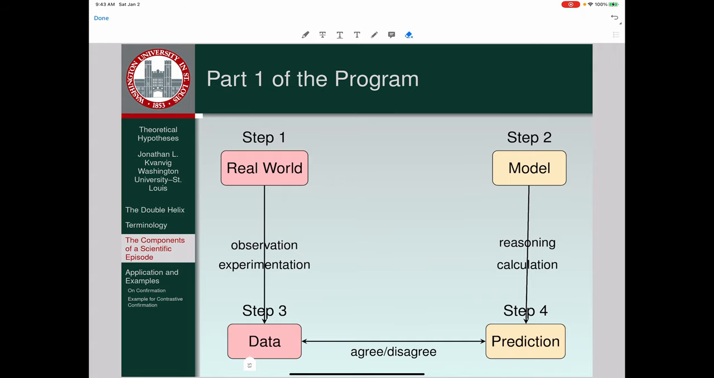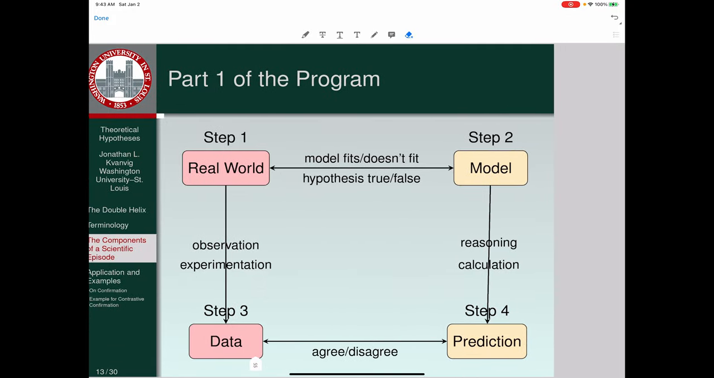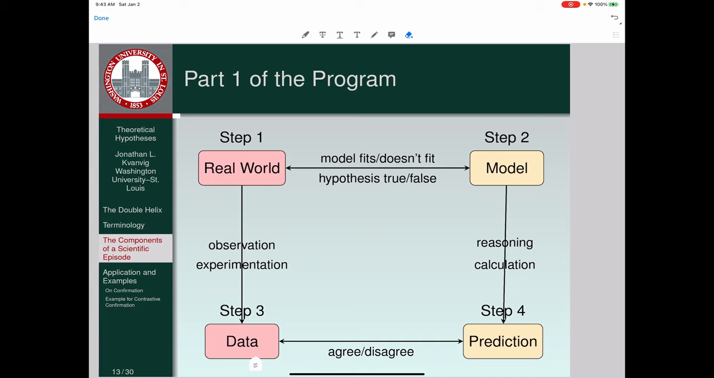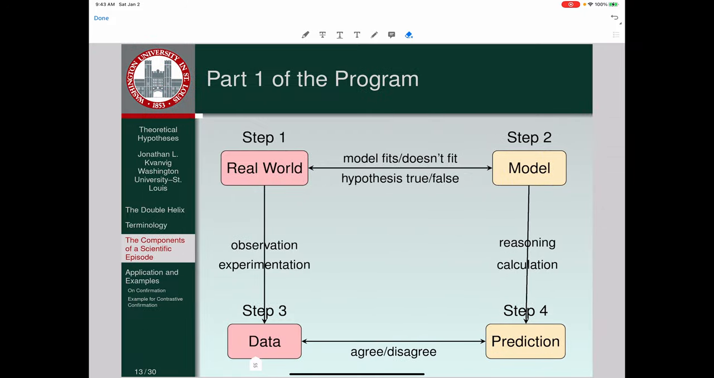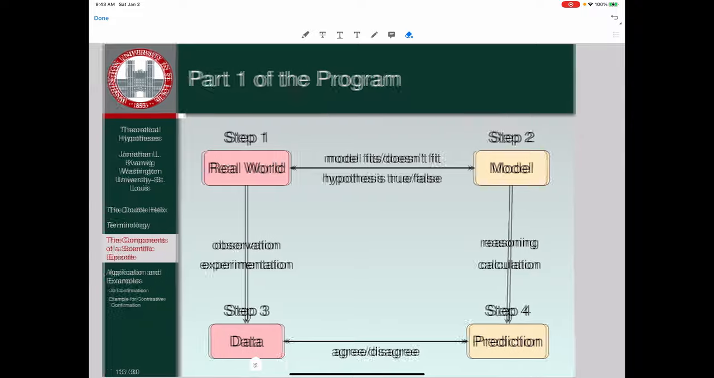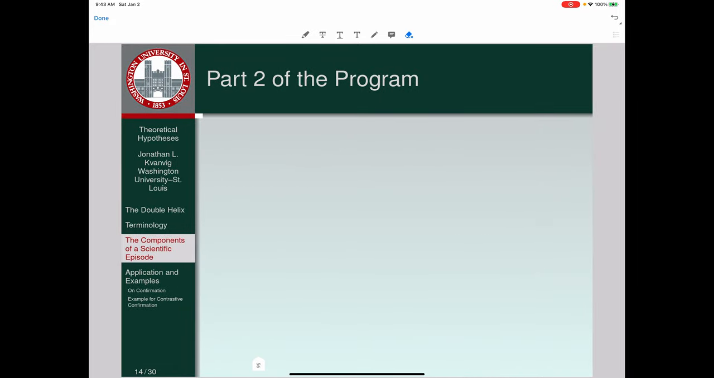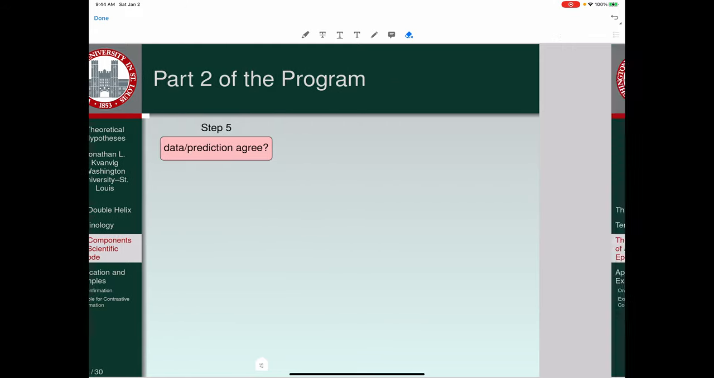You then are going to assess whether the data and prediction agree or disagree, and that will tell you something about whether the model fits or doesn't fit the real world and whether the hypothesis was true or false. So those are the things that are going to be used when we get to steps 5, 6, and 7. So the first four steps of the program involve generating this diagram, and especially characterizing step 1, step 2, step 3, and step 4. Once we have those steps characterized, we can move on to the reasoning part. So the first thing we ask is, do the data and the prediction agree?